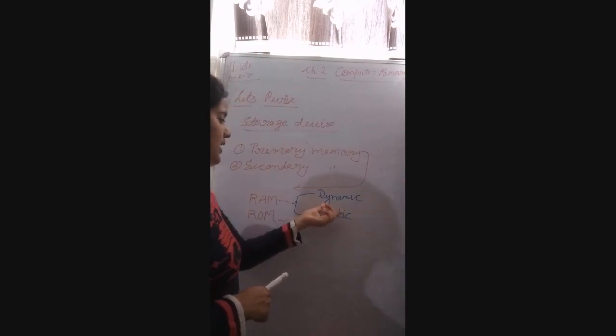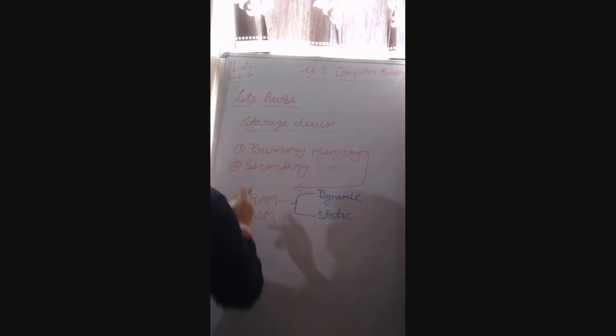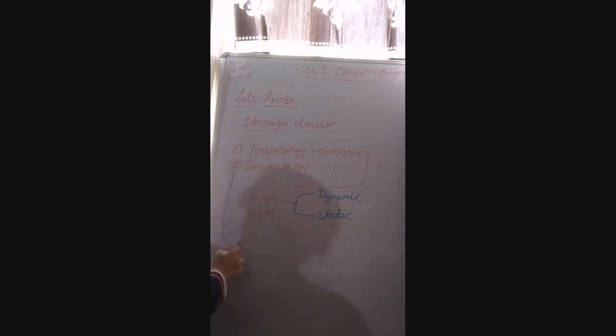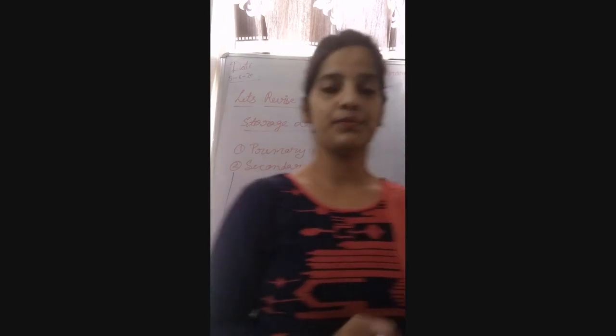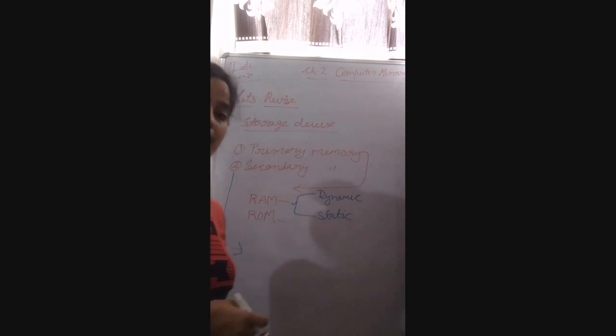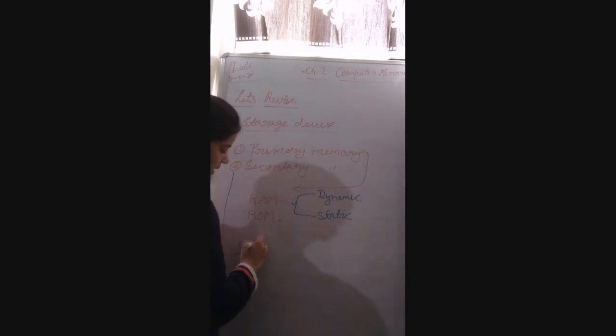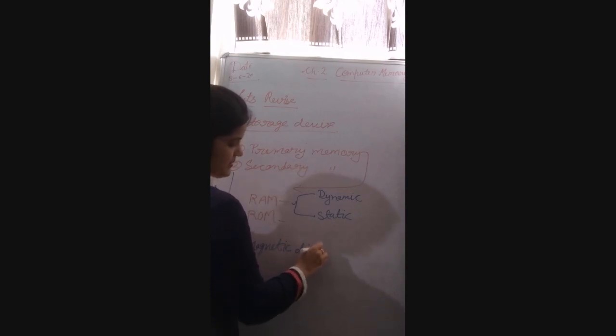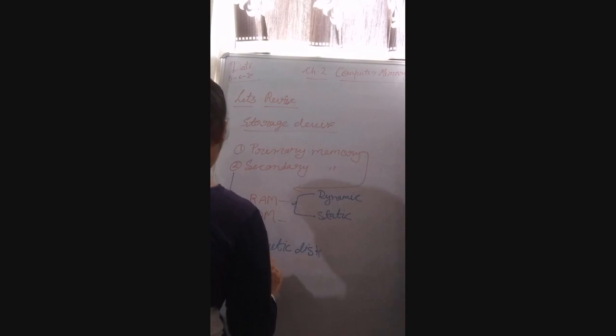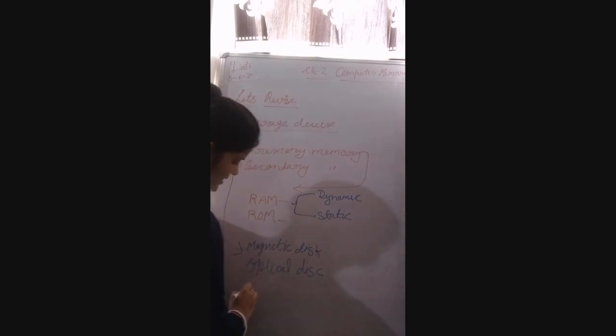Okay, and then the secondary storage memory is again further classified. Secondary storage devices are classified into three categories. One is magnetic disk, second one is optical disk, and third one is the flash drive.